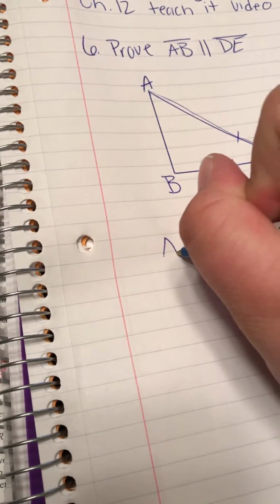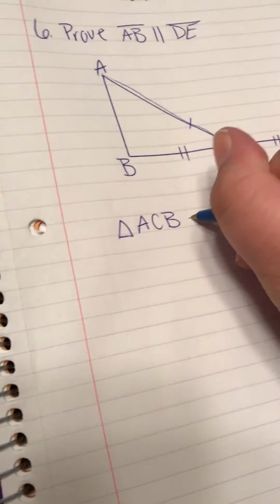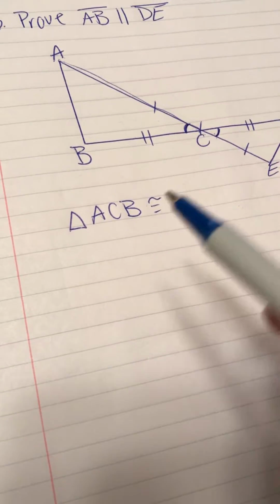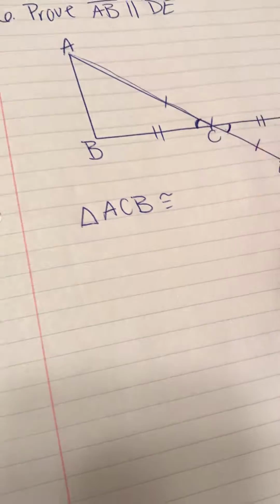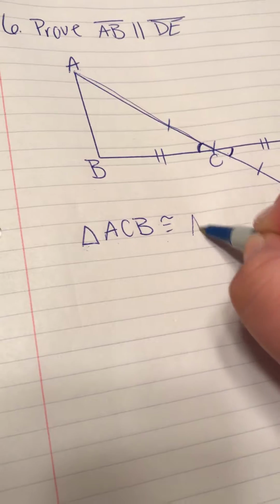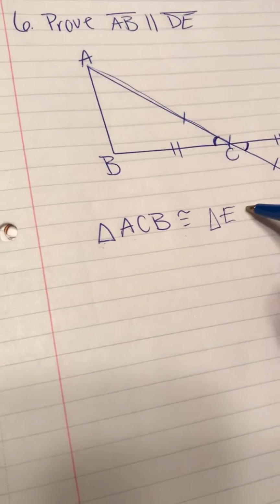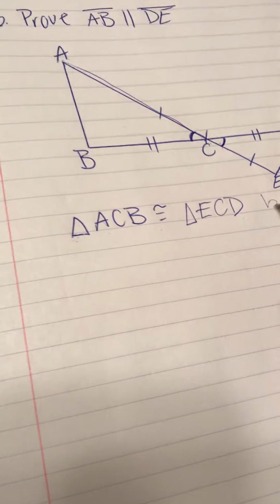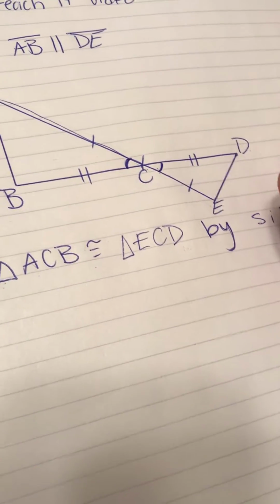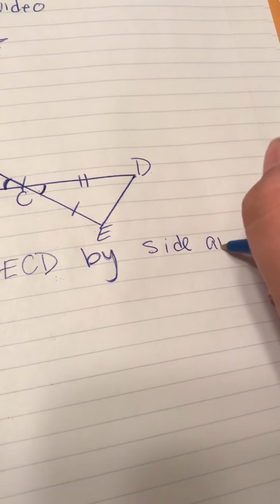So we know that triangle ACB is congruent. That is our symbol for congruent, so an equal sign with a little squiggly line above it. Don't know that technical term. So triangle ACB is congruent to triangle ECD by, and how do we know this? This is by side, angle, side.